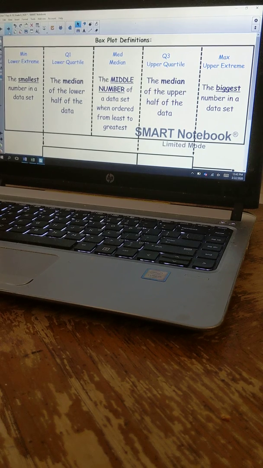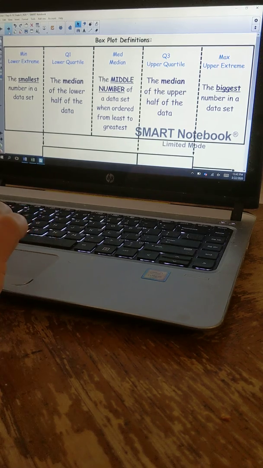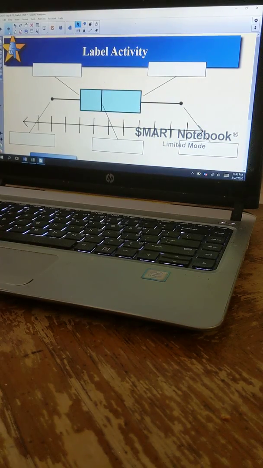The minimum or lower extreme is the smallest number in a data set. The maximum or upper extreme is the largest number in the data set. Those form the whiskers. The median is the line down the middle. Quartile 1, which we'll talk about over the next couple days, is the beginning of the box. Quartile 3 is the end of the box. So here's a little label activity. Using those 5 terms in your notebook, go ahead and label each term.